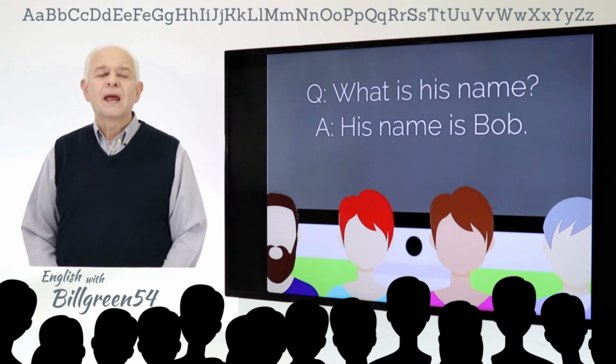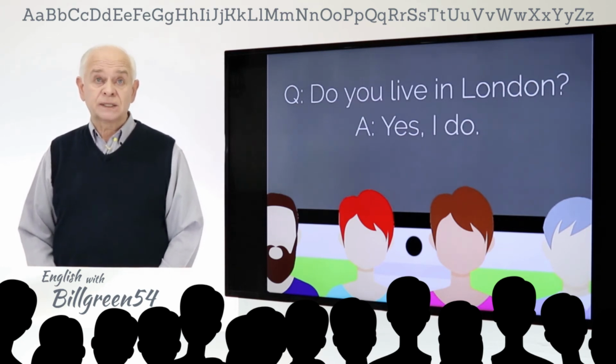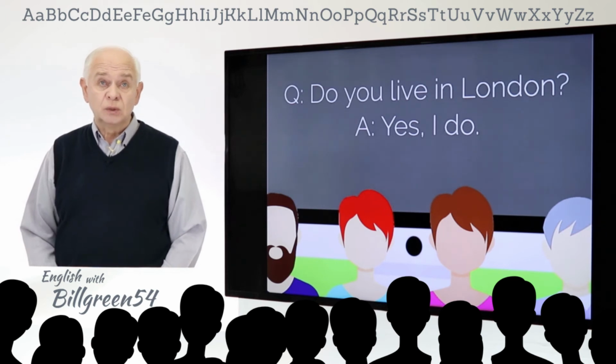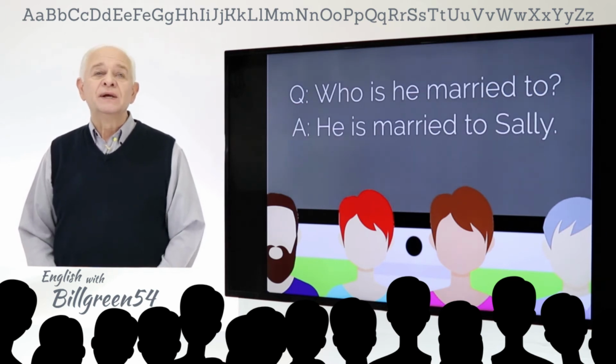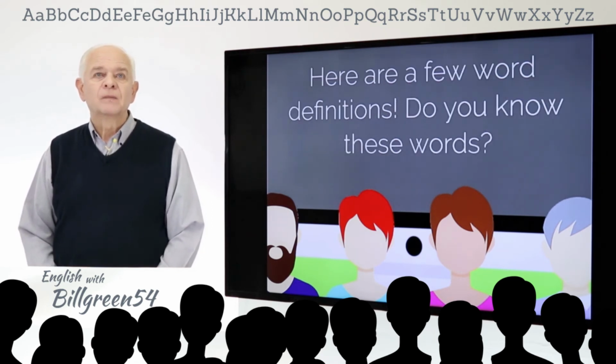Here are a few more examples. Can you find them? Hey, what is his name? His name is Bob, right? So what is his? His is a pronoun. Name is a noun. Bob is a proper noun. Do you live in London? Yes, I do. Who is he married to? Well, he's married to Sally. He is your pronoun.